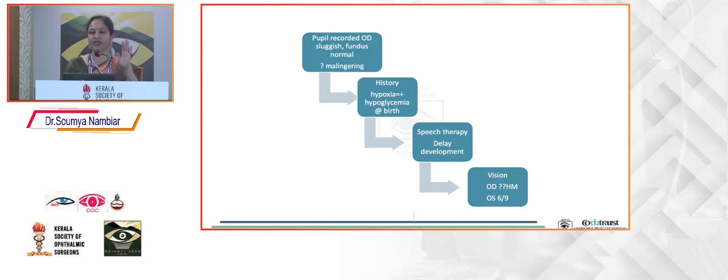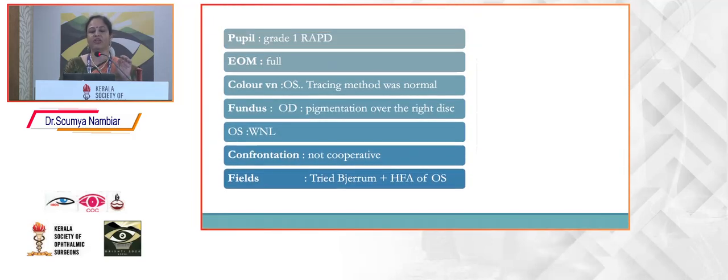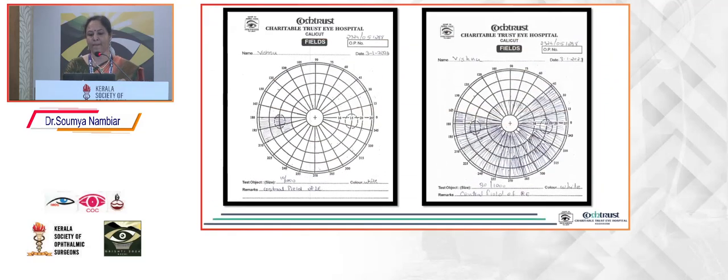If you rely on the history, vision was hand movements in the right eye and 6/9 in the left. Pupil showed a grade 1 RAPD, not very much, and extraocular movements were full. Color vision I tried with the tracing method with the Ishihara chart, because you cannot rely on his history. It was supposedly normal in the left eye; in the right eye, because of hand movements, I couldn't check. Fundus was literally normal, except for a slight amount of pigmentation on the right disc.